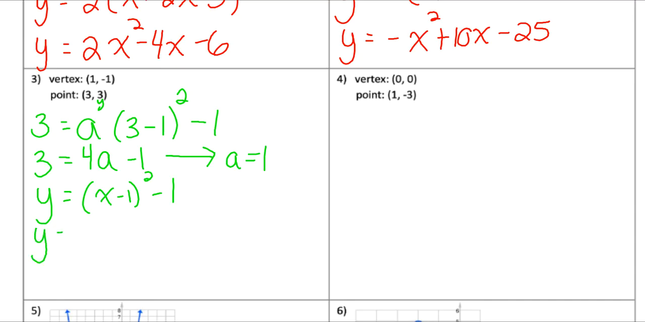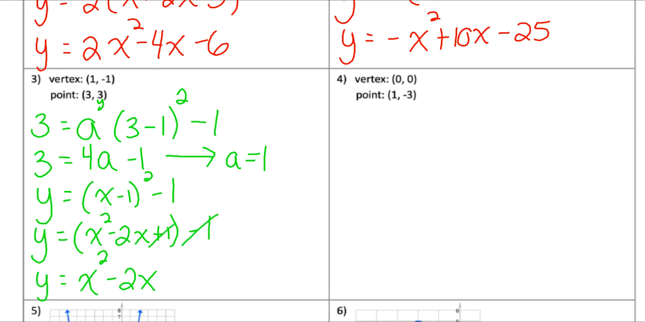Okay, multiplying that out now. When I square x minus 1, I get x squared minus 2x plus 1. And then simplifying, I get a standard form of x squared minus 2x, and then plus 1 and minus 1 cancel out. So that would be my entire standard form on this one.